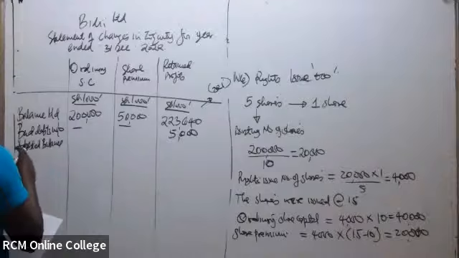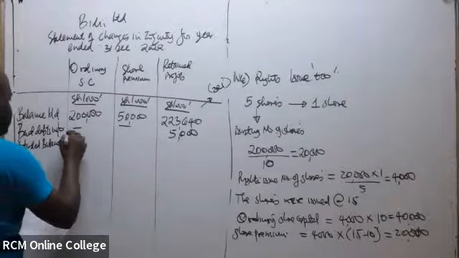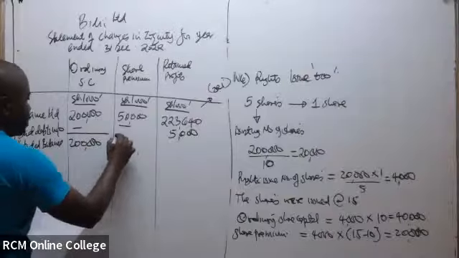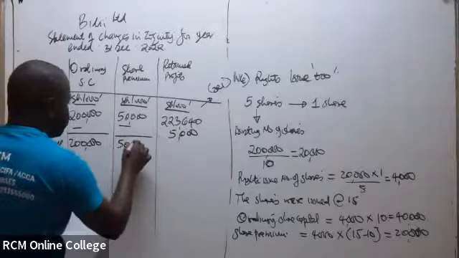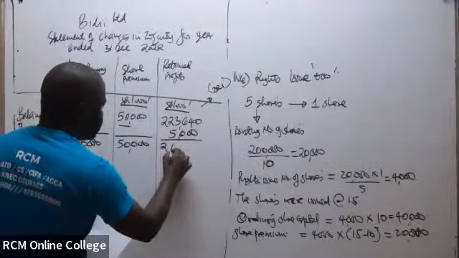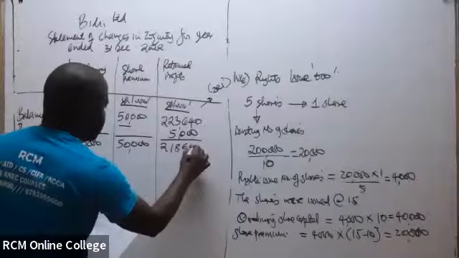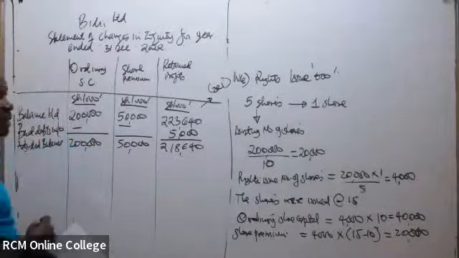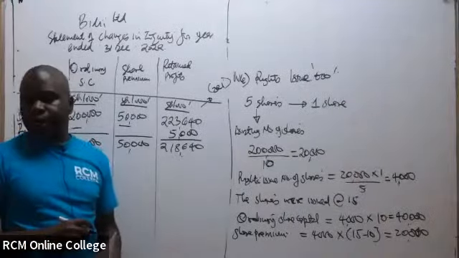or we can leave it there. So we can maybe put the adjusted balance. So let's just put it here. This one comes to 200 million. This one is actually 50 million. This one comes to 218,640, so like that.